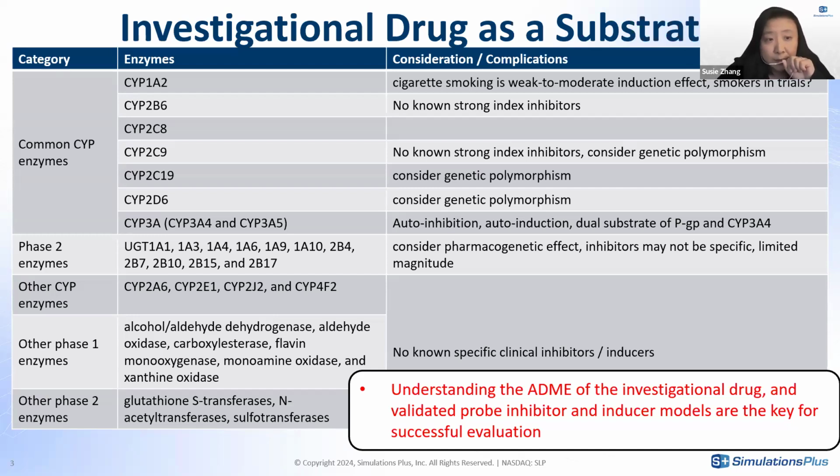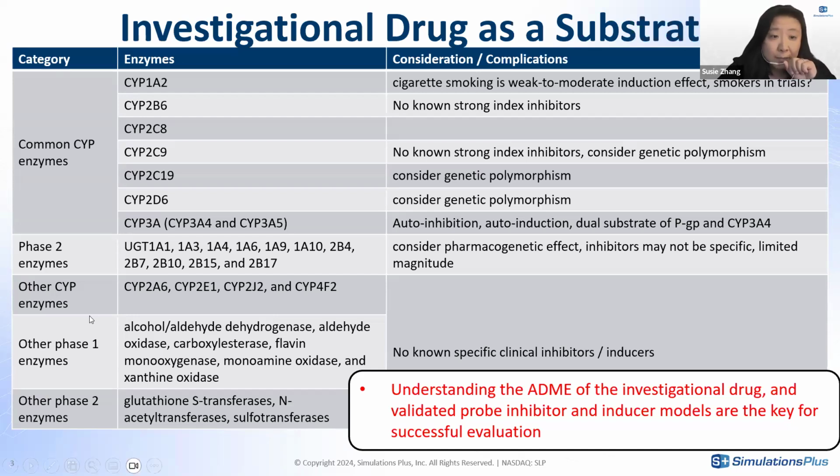The second category is phase 2 enzymes. You'll see a lot of UGT enzymes here. So when the investigational drug is a substrate of UGT, you probably need to consider the potential pharmacogenetic effect. And the other challenge is the inhibitors that we are going to use to study the effect on those drugs or enzymes may not be specific. But the good news is the interaction magnitude usually is limited.